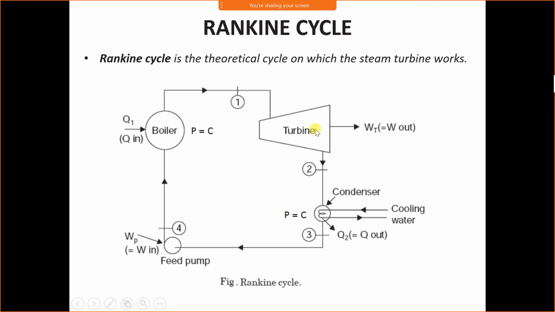Then steam from the turbine is exhausted to the condenser, where cooling of the steam takes place with the help of cooling water and cooling tower. Then condensed steam, or we can say saturated liquid, enters the pump and the pump pushes the cold water again into the boiler.